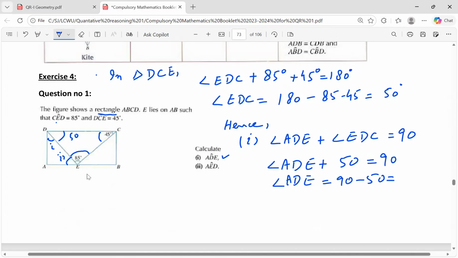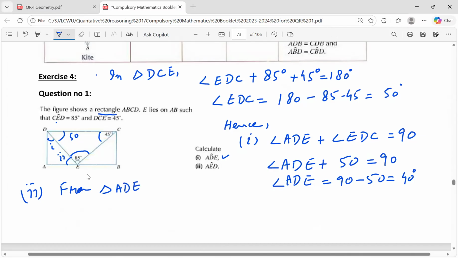This is equal to 40 degrees. So this is the value of this angle. Now for the second part, you will consider triangle ADE.